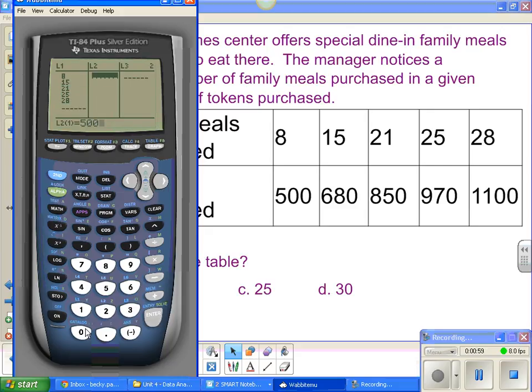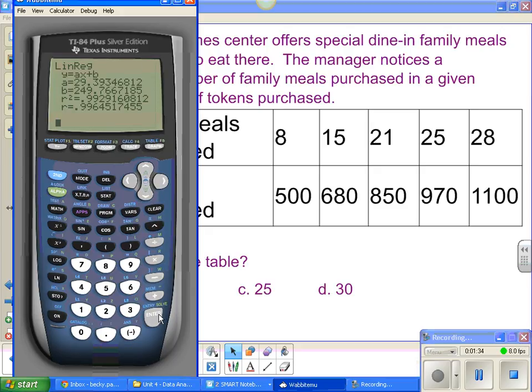Carefully. And I messed up. That's why it's always a good idea to double check your data once you've got it typed in. I think I'm good. And then you quit and go to Stat and go over to Calc and down to number 4 and hit Enter, and there's your equation.